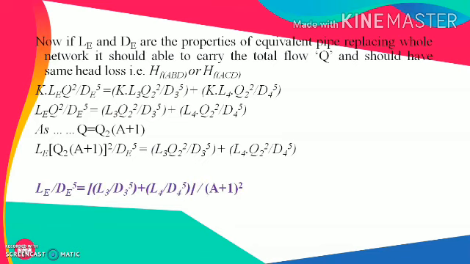Now we can easily see that Q2 square is a common term from the left hand side and right hand side. So Q2 square can be eliminated, and the ultimate equation we get is LE upon DE raised to 5 equals L3 upon D3 raised to 5 plus L4 upon D4 raised to 5 whole divided by A plus 1 bracket square. Or the length of the equivalent pipe, if the equivalent diameter is known, can be calculated as DE raised to 5 multiplied by L3 upon D3 raised to 5 plus L4 upon D4 raised to 5 whole divided by A plus 1 bracket square.